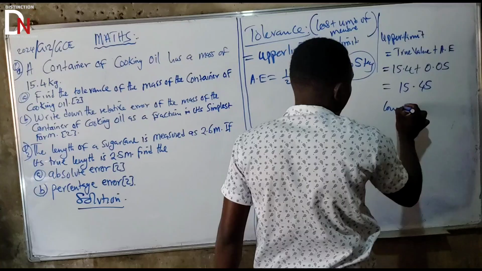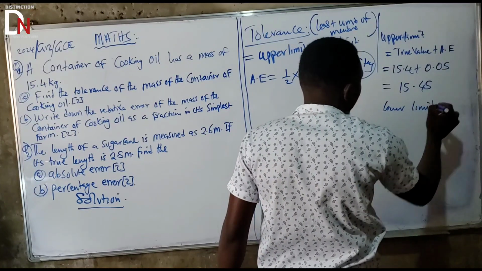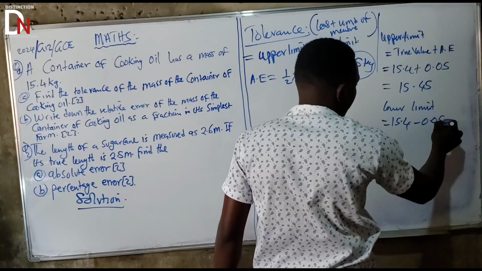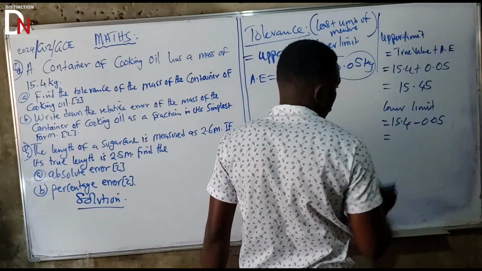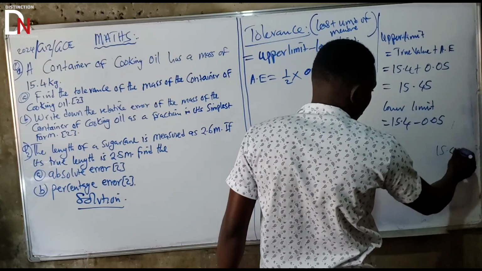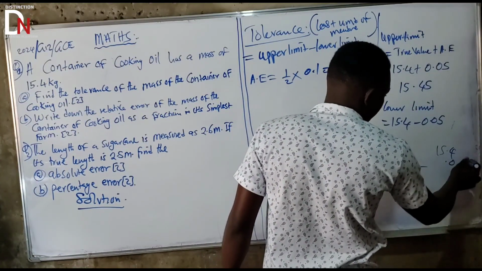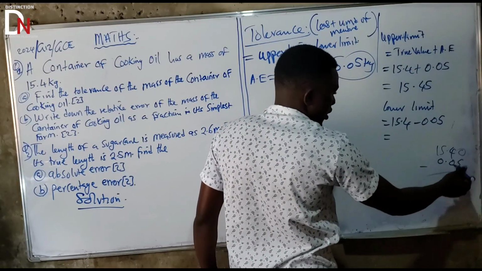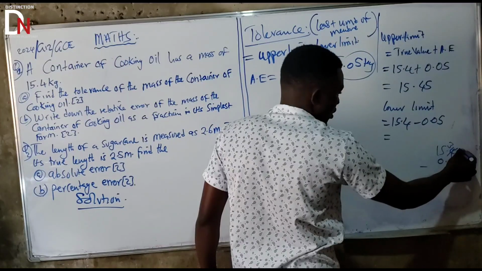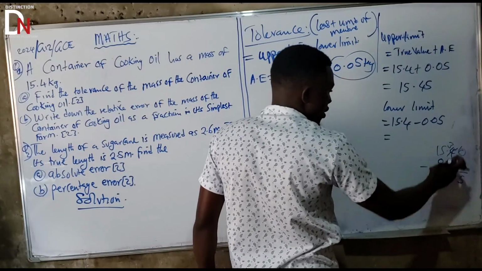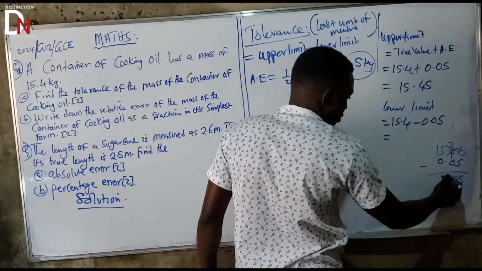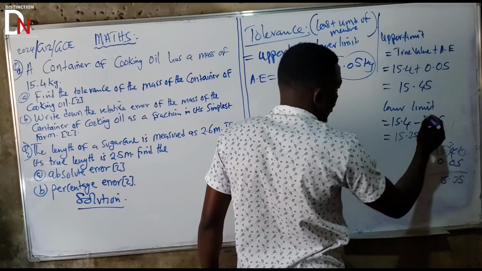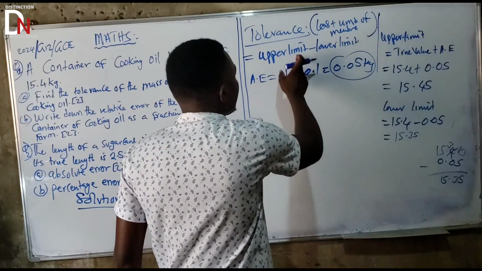Similarly, for the lower limit, the true value is that minus 0.05. So I'm subtracting: 15.4 minus 0.05. I get a 1 from 4, I'll remove 3, this becomes 10. 10 minus 5, I'll have 5. 3 minus 0, I'll have 3 point. This is basically 15. So I'm getting 15.35.